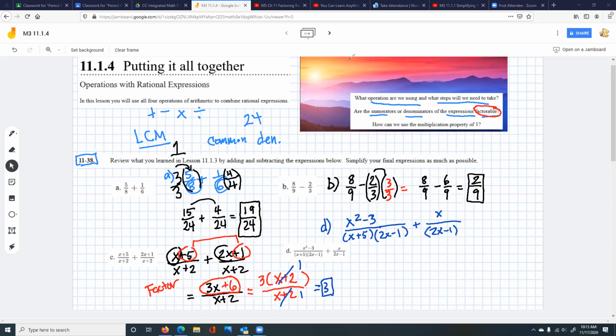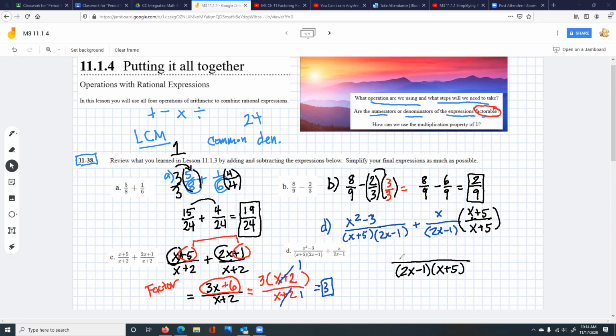This is part of what your homework is like. I need to multiply by what's missing over here. They both have a 2x minus 1, but this is missing an x plus 5. So I need to multiply by x plus 5 over x plus 5. And so the common denominator is going to be 2x minus 1, I'm just copying this part right here, times x plus 5. That's the common denominator if I multiply this.